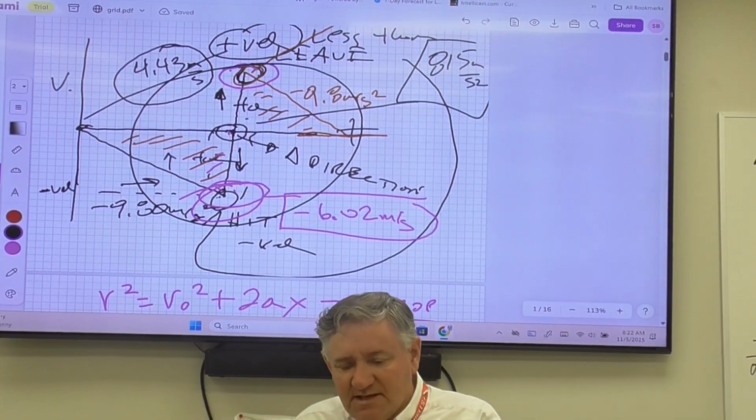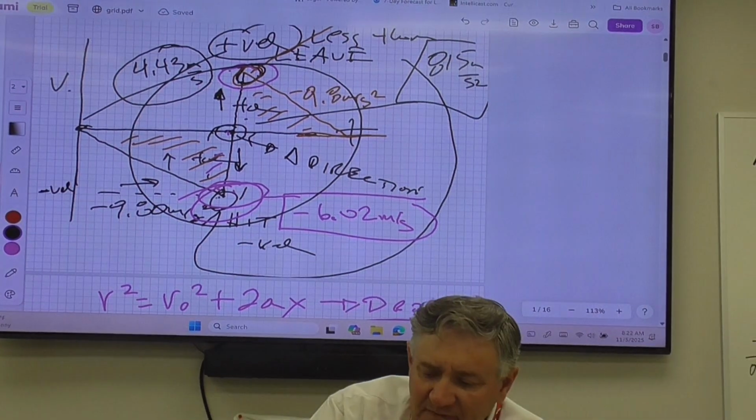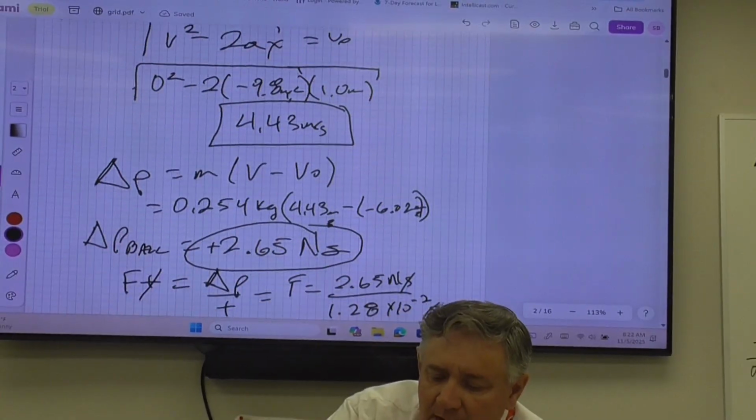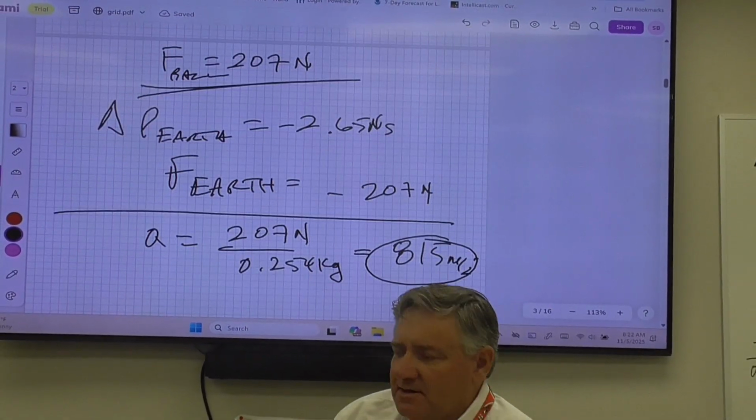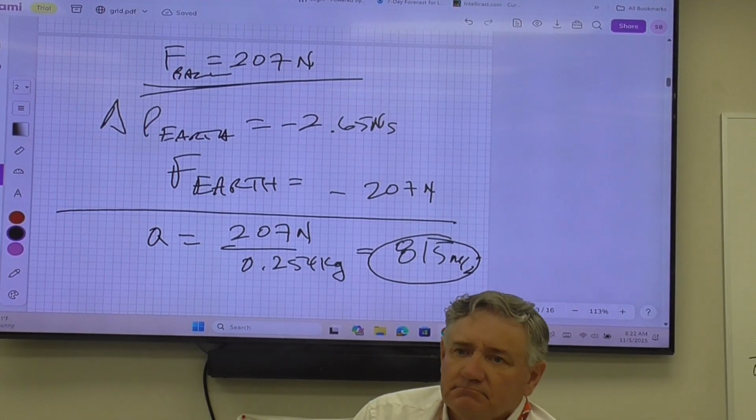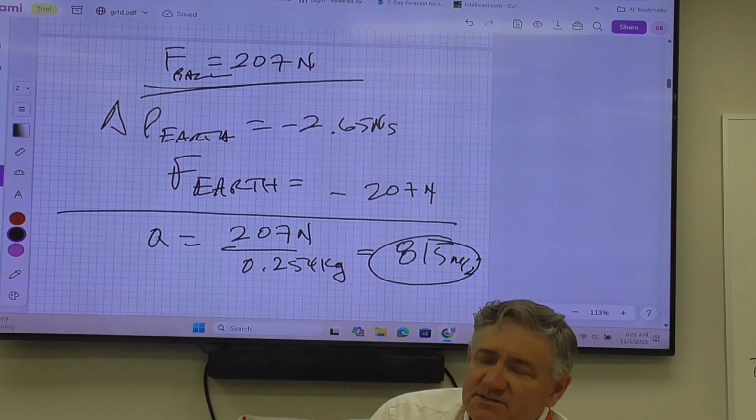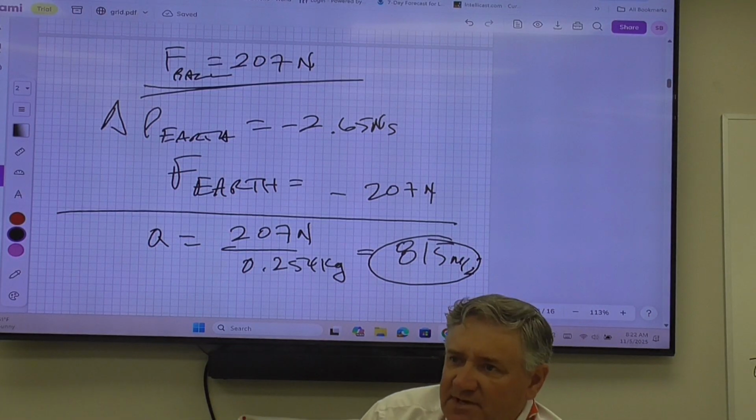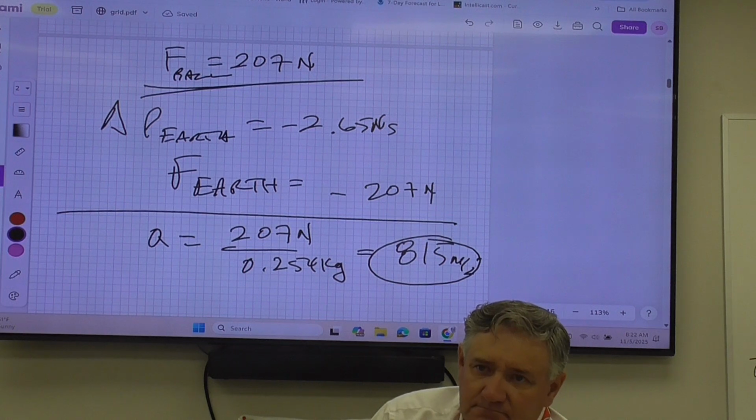Okay, one last thing to do. I've got the acceleration of the ball, 815 meters per second squared. I want to find the acceleration of the Earth. Just flip the sign. So here's the question: is the acceleration of the Earth negative 815 meters per second squared? Hopefully not.